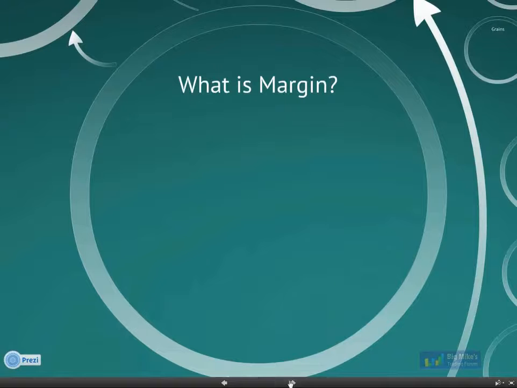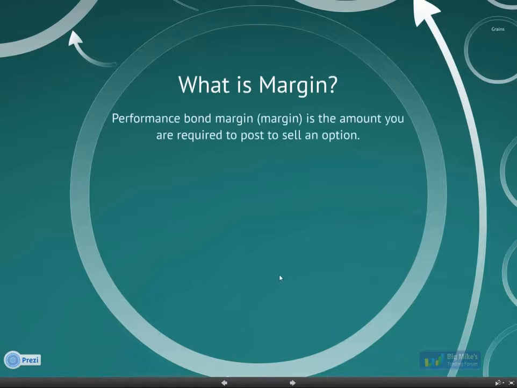Margin. What is margin? Performance bond margin is the amount you are required to post to sell an option.